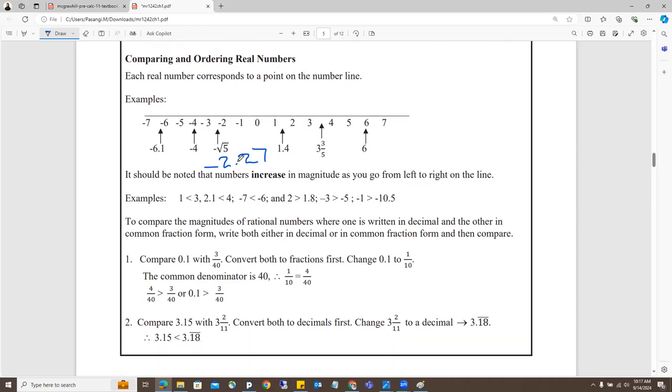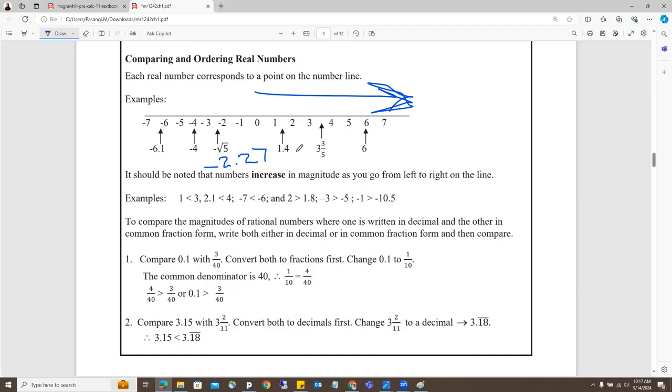Then it should be noted that numbers increase in magnitude as you go from left to right on the line. So from left to right, what's happening with the value? The value gets increased. It should be noted that numbers increase in magnitude. In Sinhala, we call it Vishalatve.